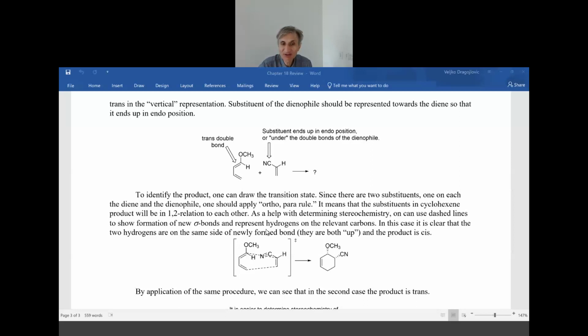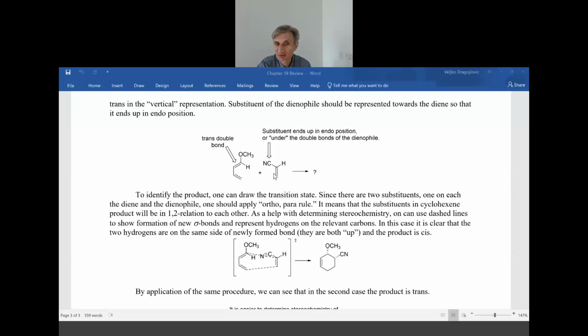So when considering regiochemistry, the dienophile could be oriented like this, with the substituent pointing up, which means that in the final product, the two substituents would be 1,2 to each other, next to each other, or ortho. Or it could be upside down, where the nitrile group or substituent points down. Then the two substituents would be 1,3 or meta to each other.